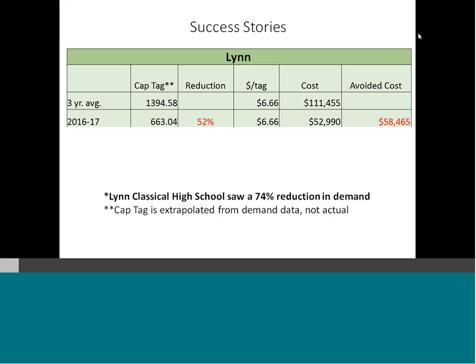For the 2016-2017 summer, last summer basically, they were able to drive their cap tag down to 663. So they had a 52% reduction. At the same price, that ended up being about a $58,000 savings. And we just highlighted on the bottom, one of the buildings they did this in was their high school, which had a 74% reduction in its cap tag. So you can really take control of this and see some big savings.